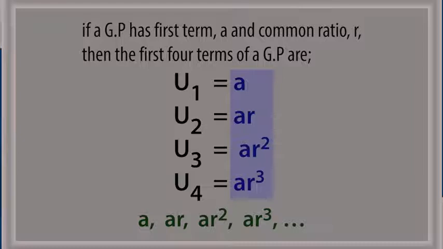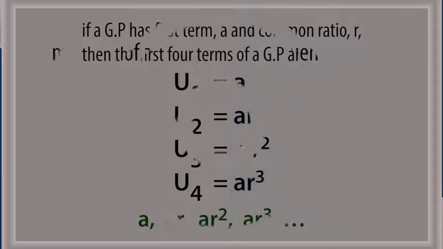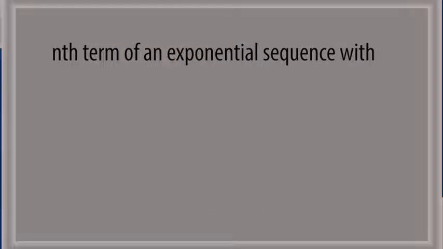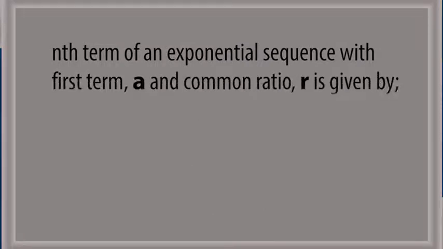Now, if you look at this carefully, we can see that the nth term of an exponential sequence with first term A and common ratio R is given by Un is equal to AR raised to the power n minus 1. You remember we said U9 is equal to AR to the power 9 minus 1, which is 8. So you have Un is equal to AR raised to the power n minus 1. Beautiful.